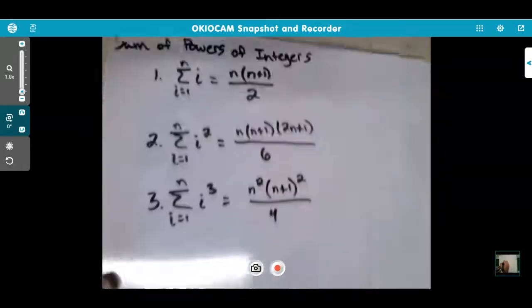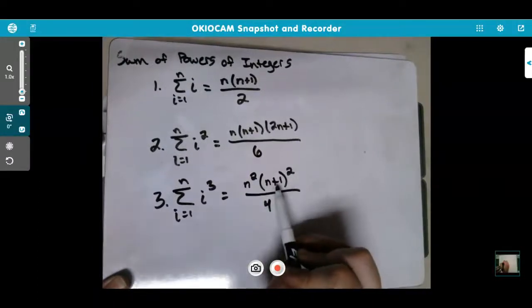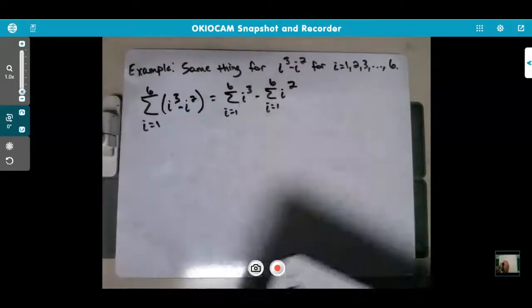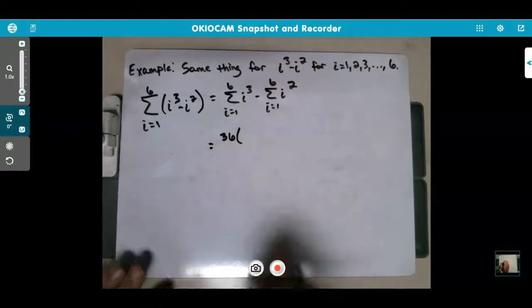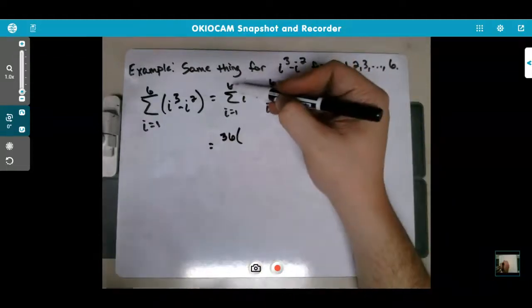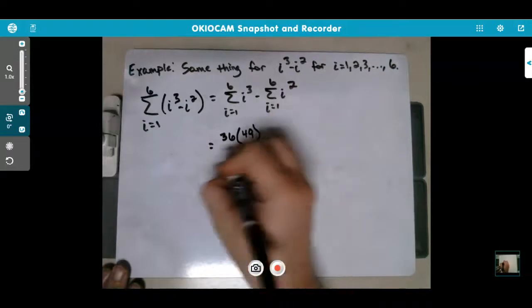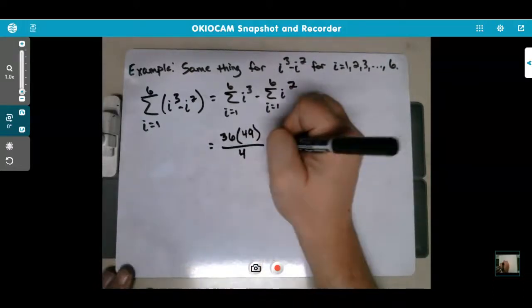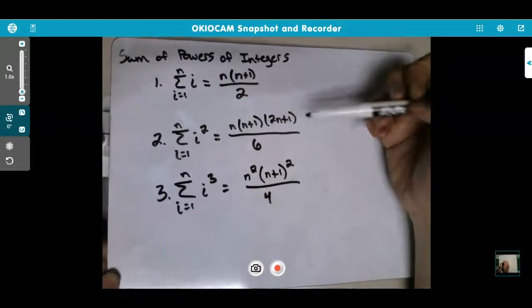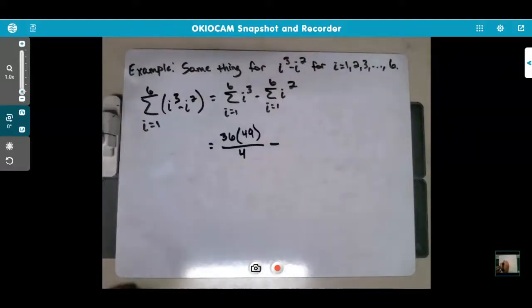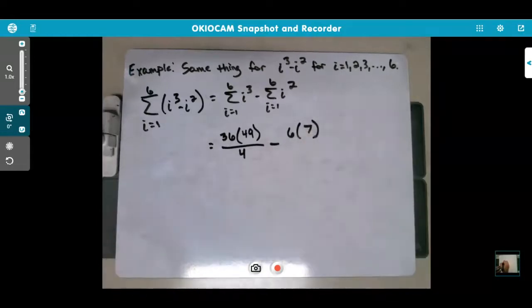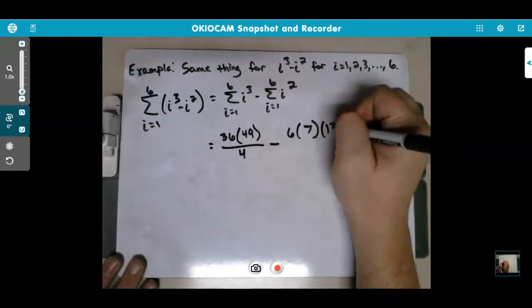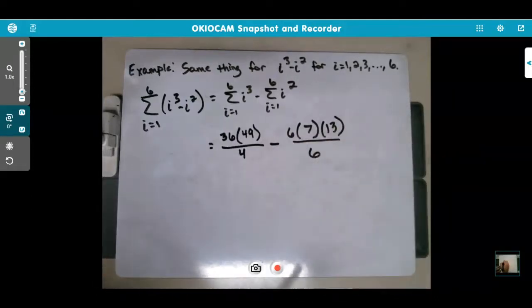The sum of i cubed we know is equal to n squared times n plus 1 squared over 4. In this case, our n is equal to 6. So this would be 6 squared, which is 36, times n plus 1 squared, which would be 7 squared, so 49, over 4, minus, and then the sum of i squared we know is n times n plus 1 times 2n plus 1 over 6. n is 6, so n plus 1 is 7. 2n is 12, plus 1 is 13, all over 6.